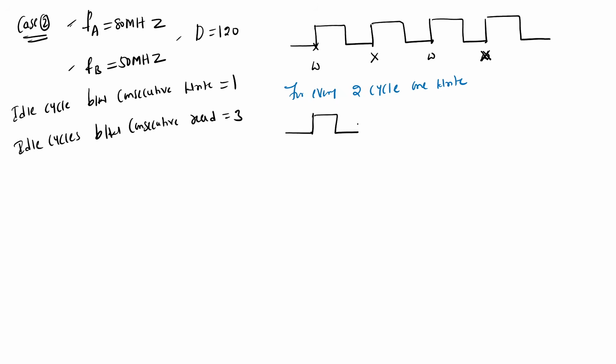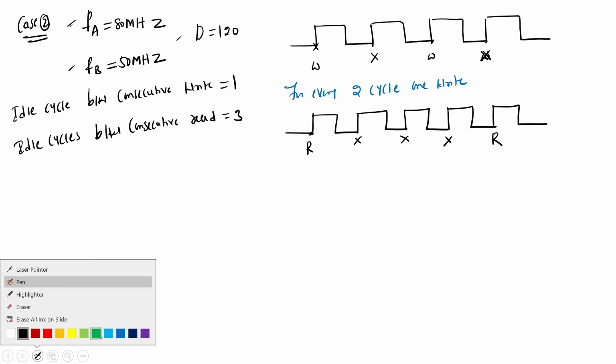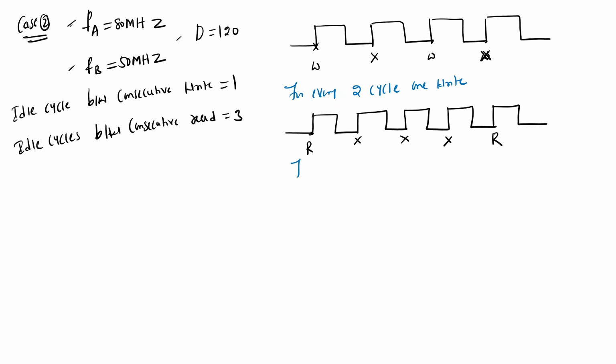So if you draw the waveform for the read operation, here read is happening, and how many idle cycles? Three idle cycles. After that one more read is happening. So for every how many cycles? For every four cycles, one read operation is happening. Now you can calculate.